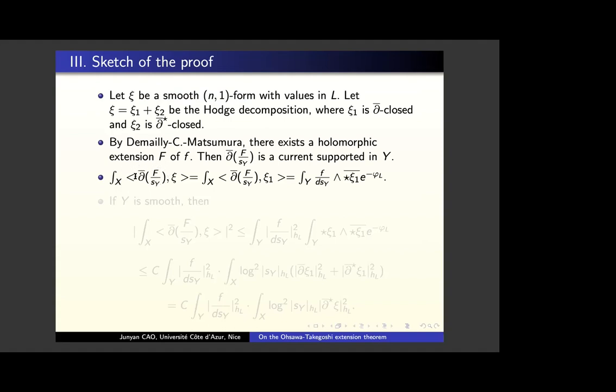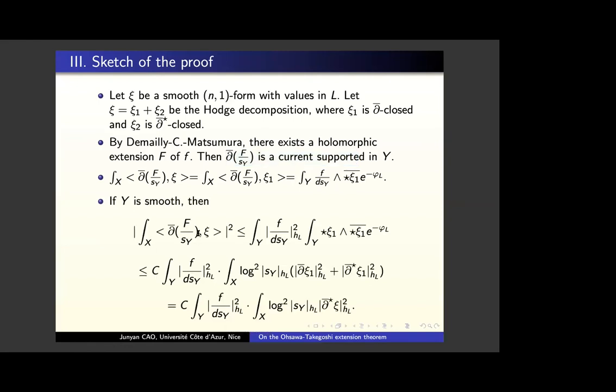Now in this case, we can calculate its product with ξ. As ξ2 is ∂̄*-closed, for this one, it's ∂̄-closed. Even in the current case, we can still prove that its product with ξ2 equals zero by approximation. So therefore, we know that this integral in fact equals this one. And since this one is supported in Y, by a direct calculation, we know that it equals this term. So until this step, Y can be simple normal crossing.